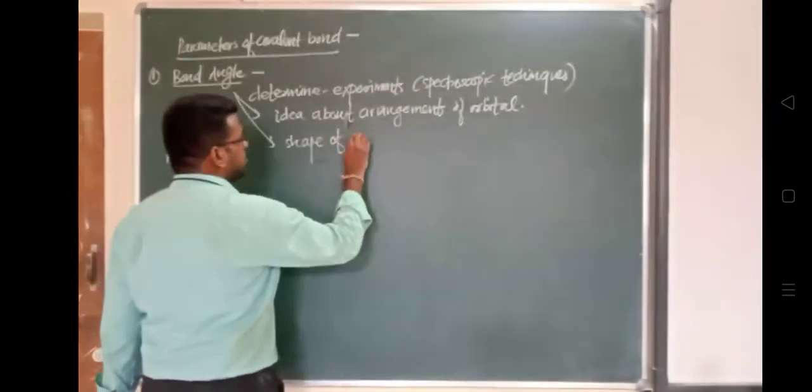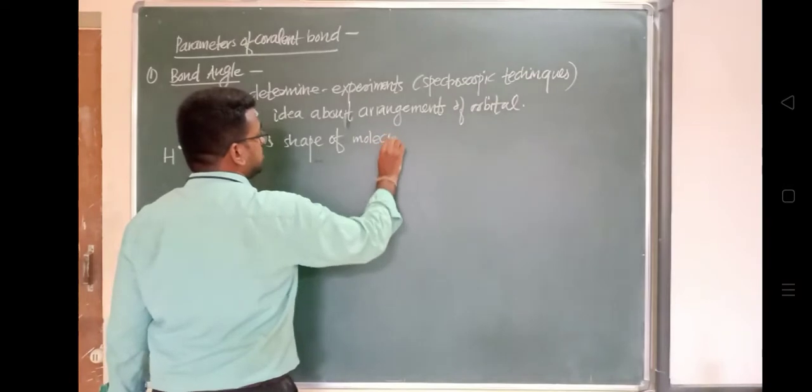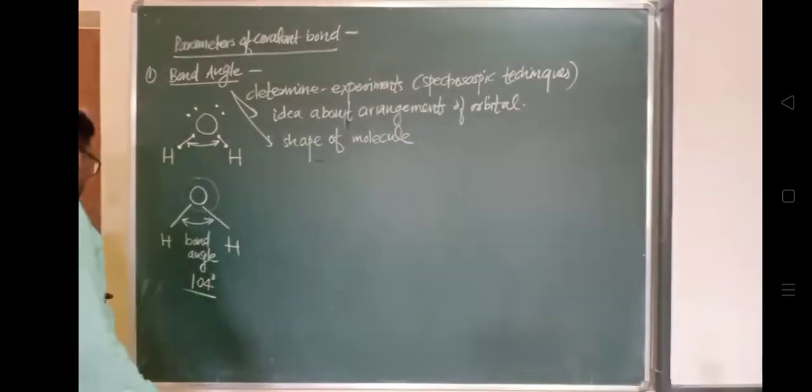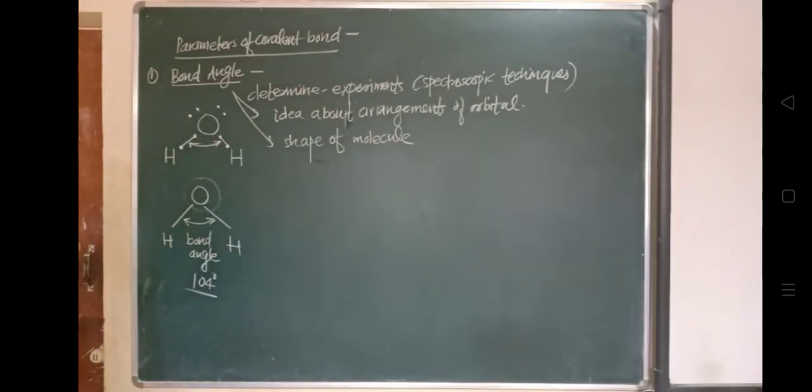So this bond angle plays a very important role, and it is a very important parameter in covalent bonding. It gives us an idea about the arrangement of the orbitals. It also gives the shape and geometry of the molecules, and it can be determined experimentally by using spectroscopic techniques.